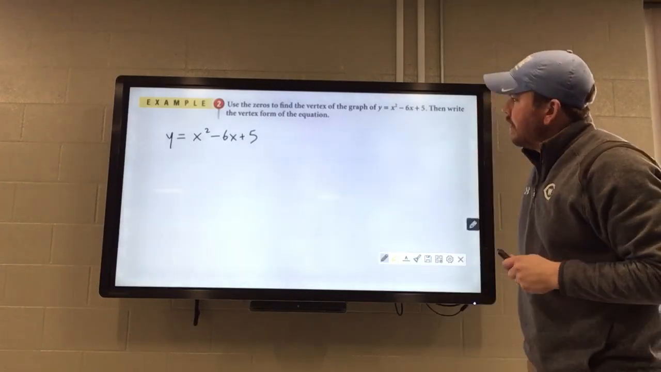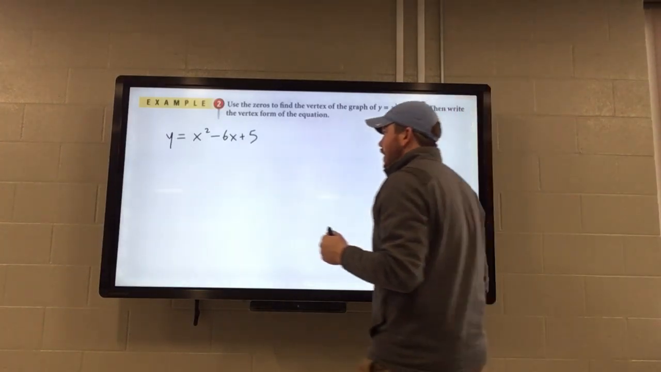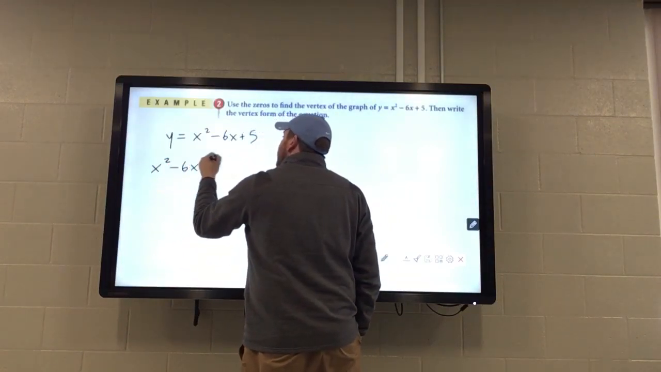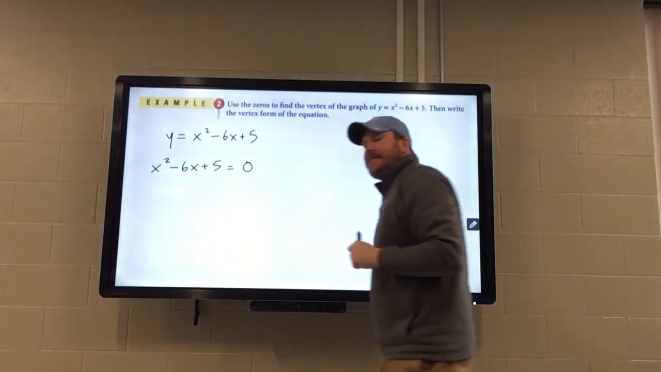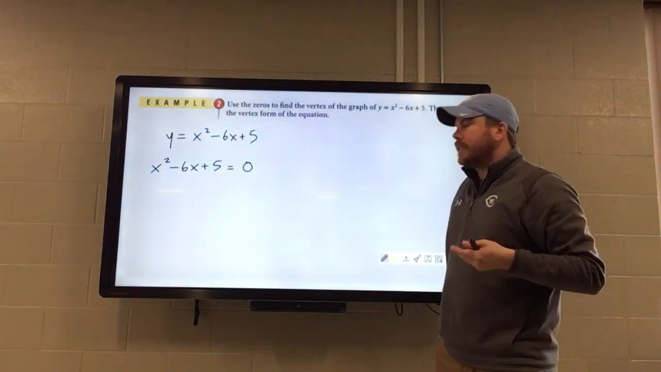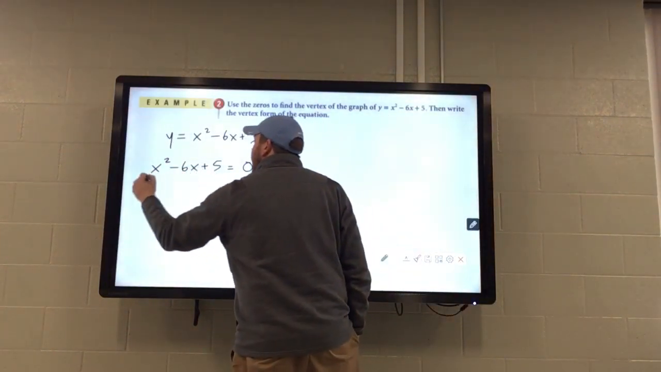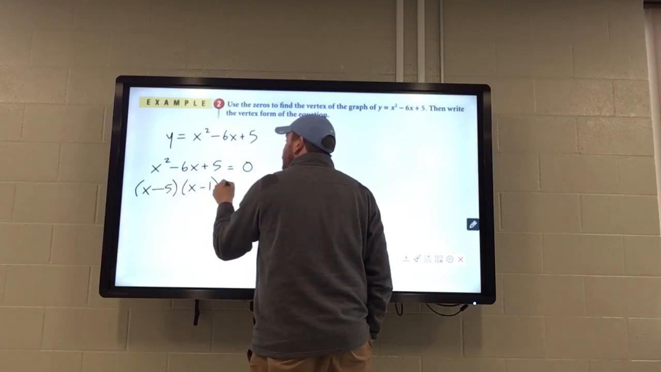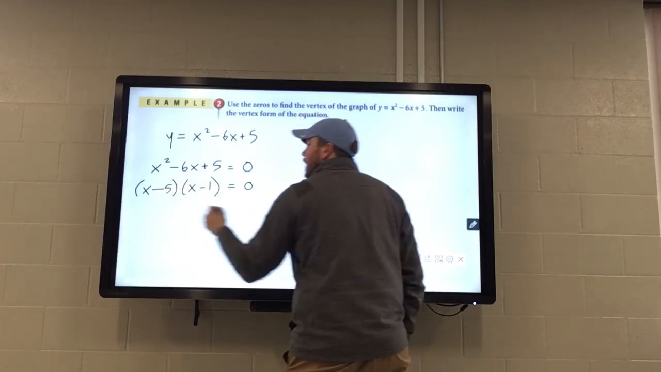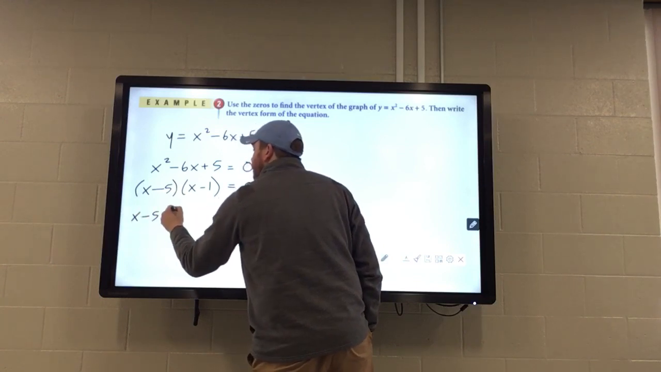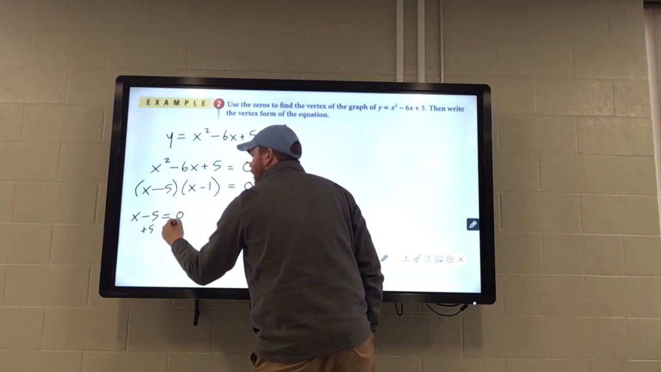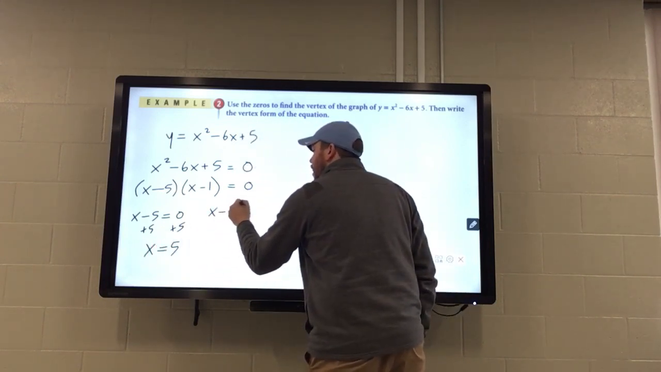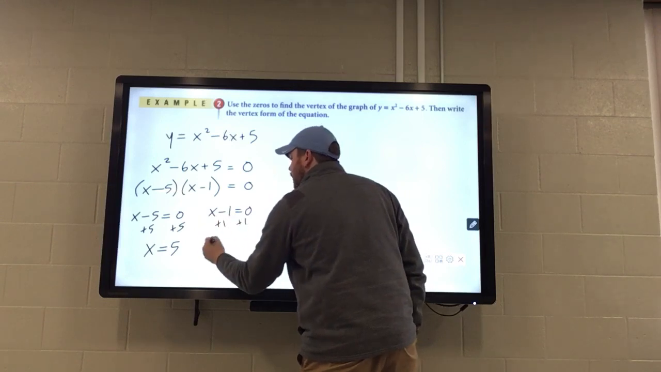Here's what we need to do. We need to first find the zeros. Now, luckily we learned that in section 9.8 in the last chapter. We set this equal to 0, and now we can factor and solve. Factors of 5 that add to negative 6 would be negative 5 and negative 1. Set each factor equal to 0 and solve. So one of my zeros is 5. My other 0 is 1.